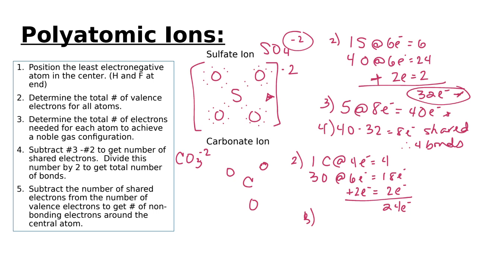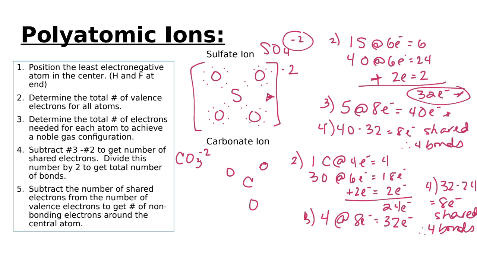If I assume all of them in step 3 want to be like a noble gas, then that would be 1 carbon and 3 oxygens. That's a total of 4 atoms. At 8 electrons, that is equal to 32 electrons. And then step 4, I subtract those numbers off. So 32 minus 24 is equal to 8 electrons shared, which means I need 4 bonds.